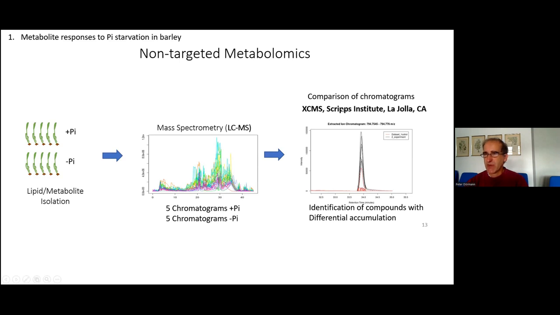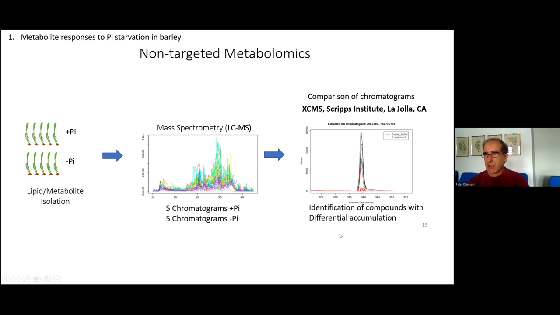First, make an average of the control and the phosphate starvation. There's a software package available at the Scripps Institute. You just submit your data. This is done online. And the program then gives you a list of compounds which are different between plus and minus phosphate, unknowns. Here an example where we have high amount of this compound in the control and low amount in the experiment.